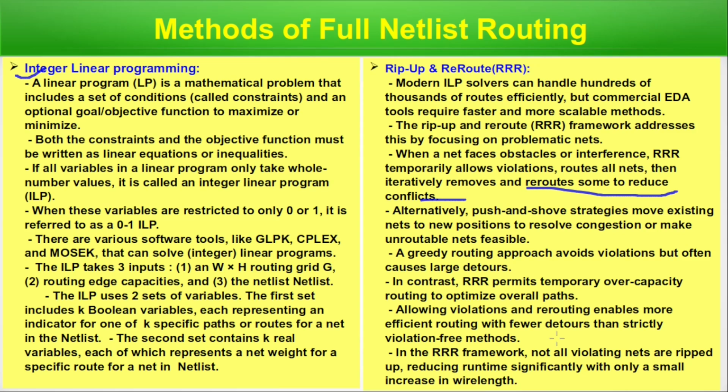In the RRR framework, not all violating nets are ripped up, reducing runtime significantly with only a small increase in wire length. Alternatively, push and shove strategies may move existing nets to new positions to resolve congestion or make unroutable nets feasible. A greedy routing approach avoids violations but often causes large detours. These are two types of full netlist routing methods: integer linear programming, ILP, and rip-up and reroute, that is RRR.